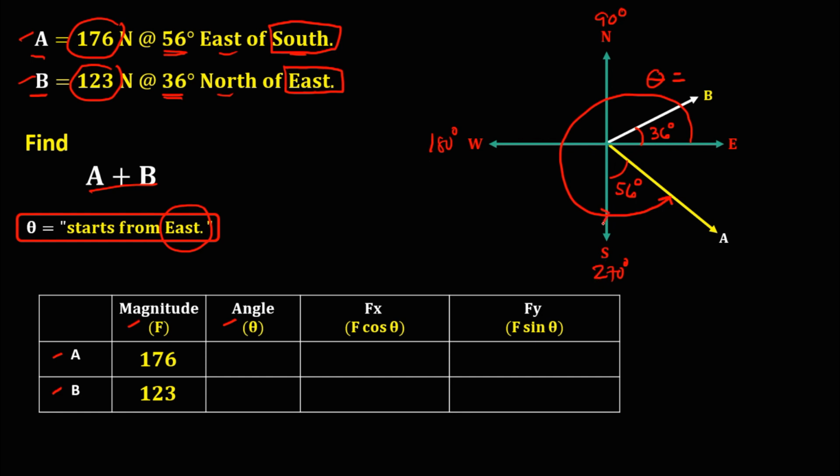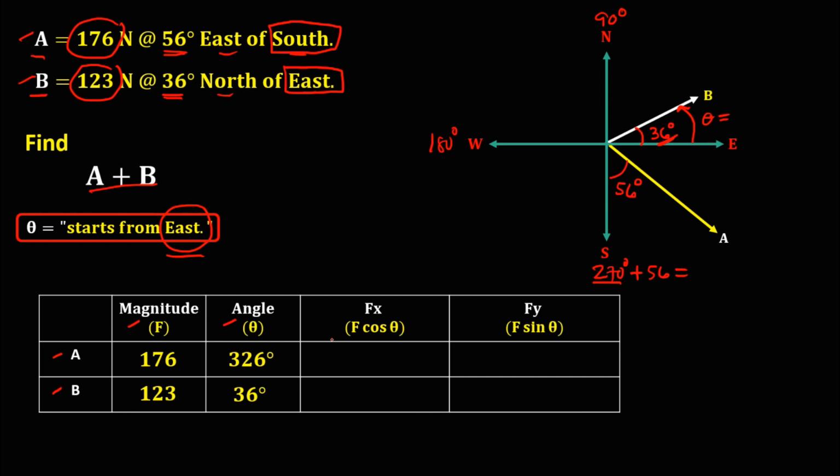So from this side, this is 270 degrees, then plus this angle, that's 56 degrees, so 270 plus 56, therefore theta for vector A is 326 degrees. Then for vector B, to find theta, since it starts from the east to vector B, and this one now is theta, therefore theta is equal to 36 degrees.